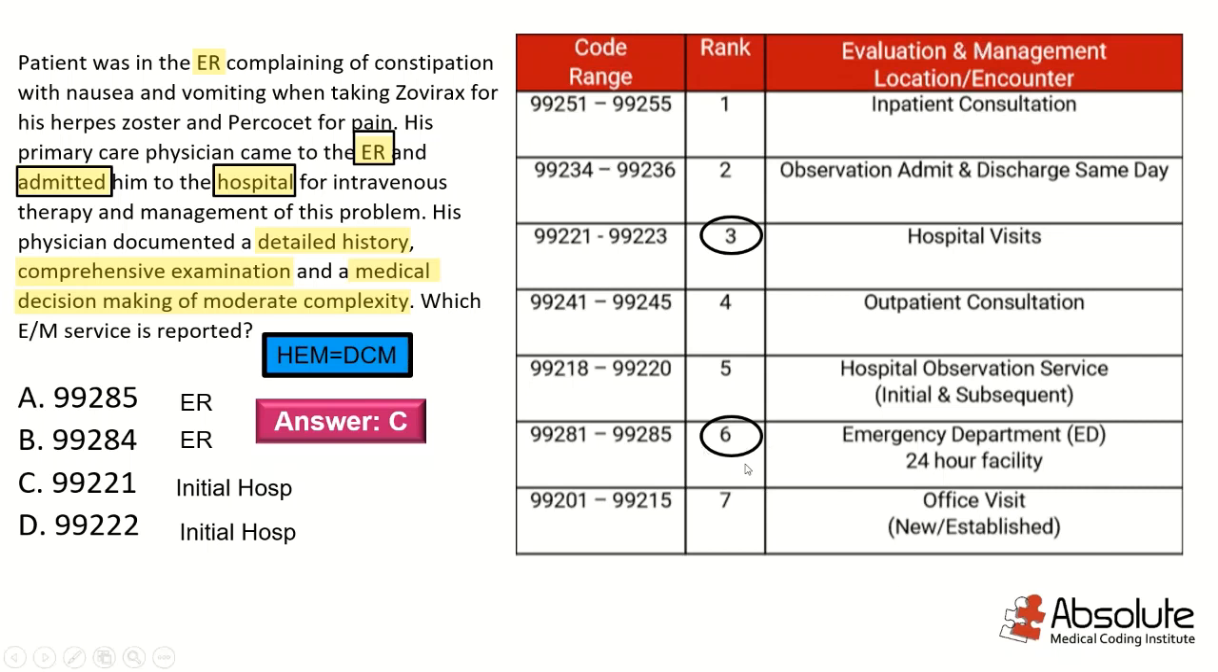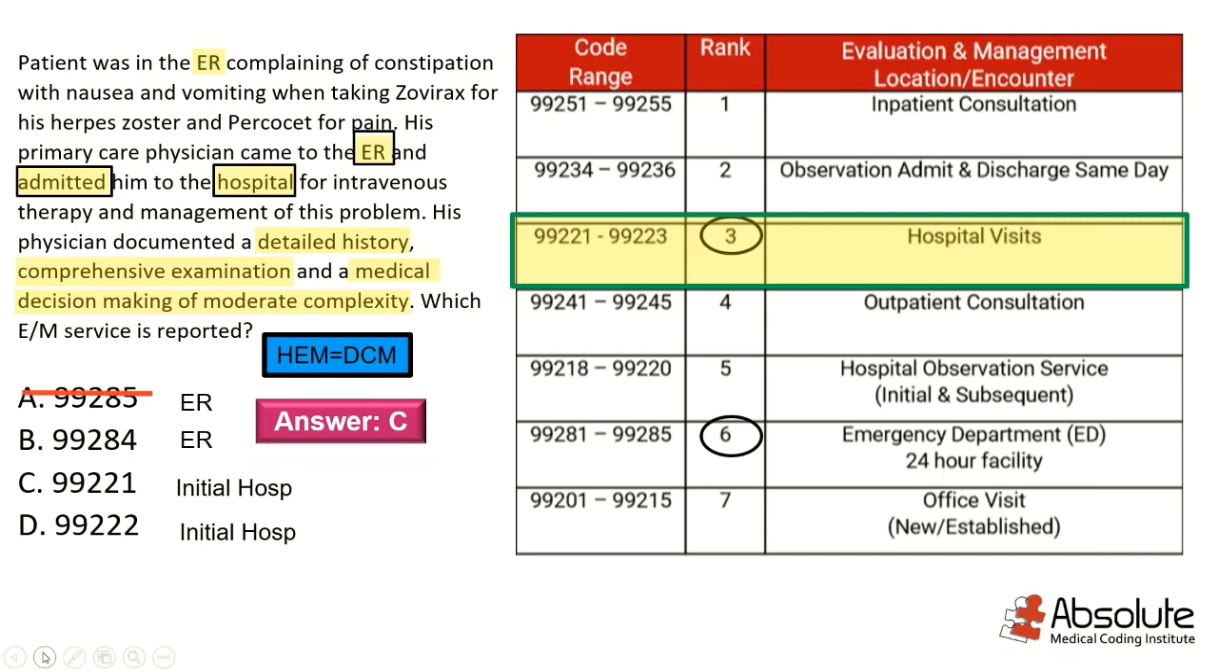Okay, so that means we're going to throw out those ER visits and we're going to code for the hospital, okay? So that means I can eliminate those two answers, the A and B, okay? So we just have what's left. And now for these two that are left, I need to figure out the HIM. I need to figure out what the HIM is for 99221 and 222. So just look in your book.